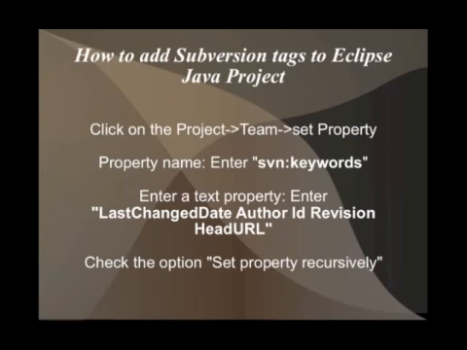You have to, once again, click on Project, Team, and Set Properties. And the property that you're going to be setting in SVN is svn:keywords. And then you need to enter the following text into your property: last change, author ID, revision, and head URL. And then click the option that says Set Property Recursively, meaning to do this for all the files in the project. And by doing this, you will be setting up your Eclipse/STS to tell Subversion to actually use those keywords in all your files and to look for them.